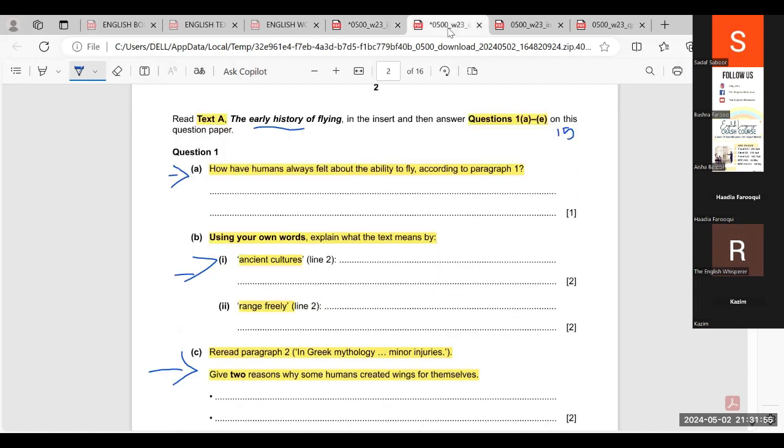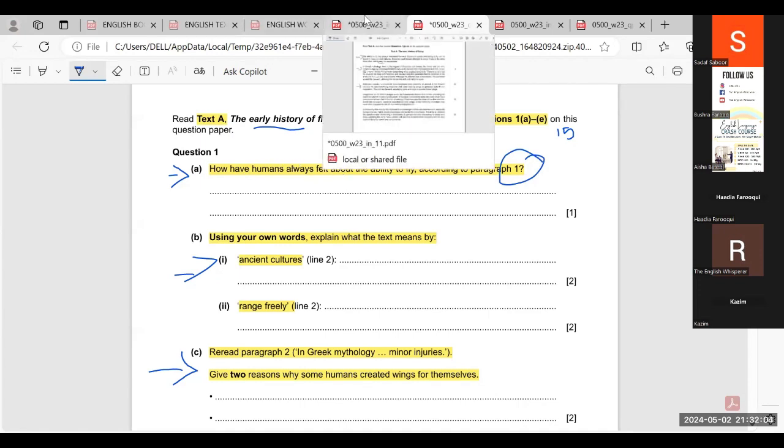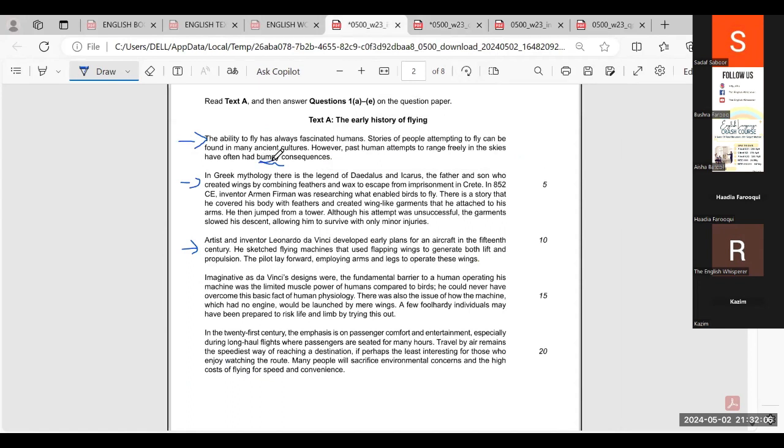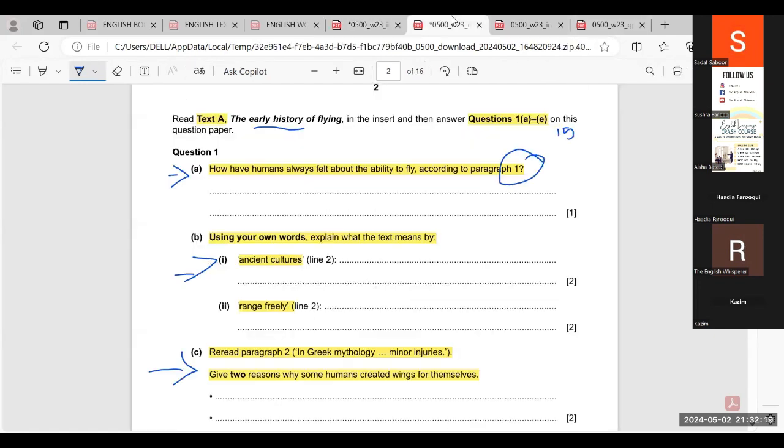We go back to the question paper. First question is in paragraph 1. How have humans always felt about the ability to fly? You can easily go back. Paragraph 1, you already thought about it, so you already know that flying wasn't very safe, and past human attempts to range freely in the skies have often had bumpy consequences, but the ability to fly has always fascinated humans. So where's your question? Where's your answer? Felt. Keyword felt. So what is the answer? They were fascinated. That's it.